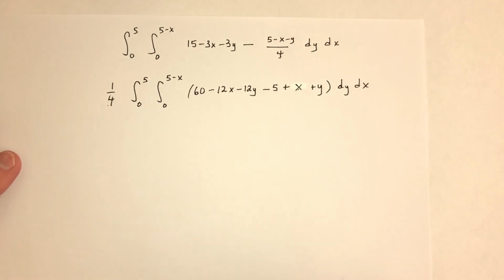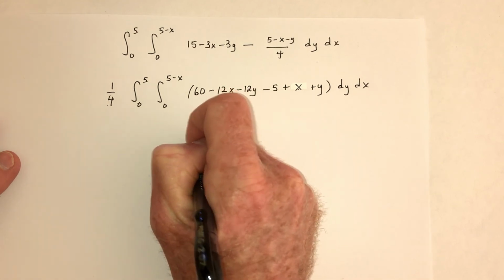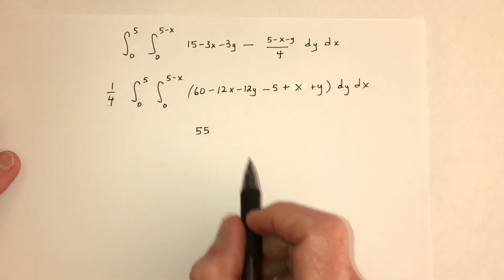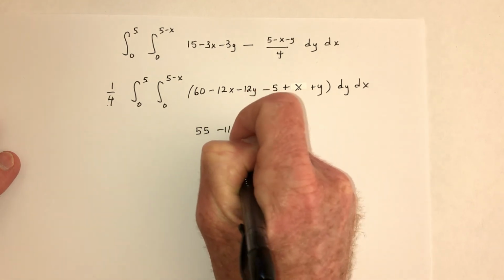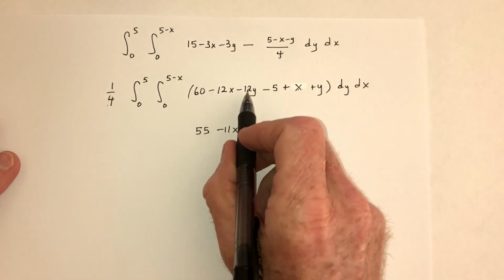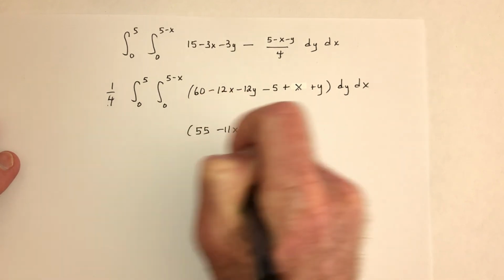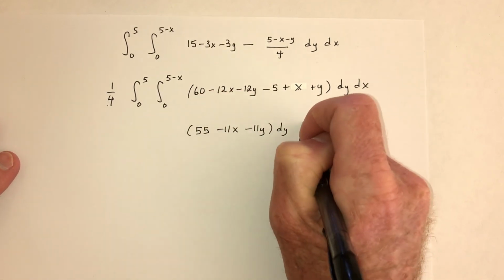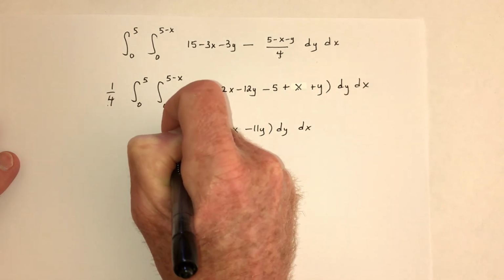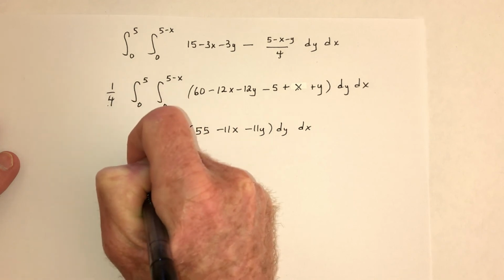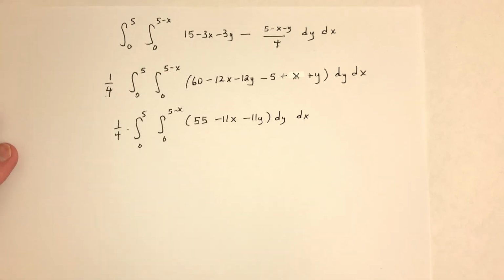I suppose that I should combine like terms. So there's going to be 60 minus 5, so that's 55. There will be negative 12x and positive 1, so that's negative 11x. And negative 12 and 1 is negative 11y. And then we'll integrate that from 0 to 5 minus x. And last will be integrate from 0 to 5. And don't forget the 1/4 that got factored out.